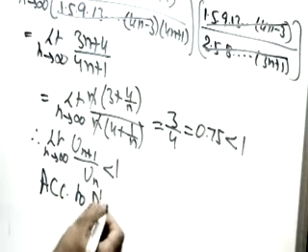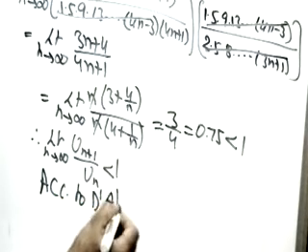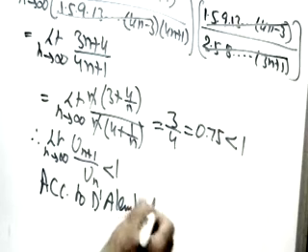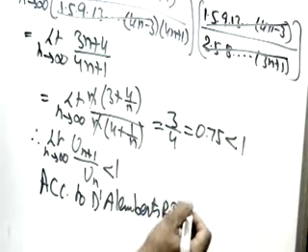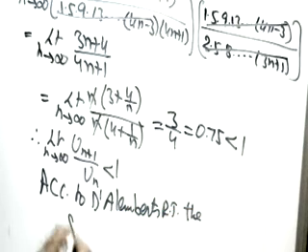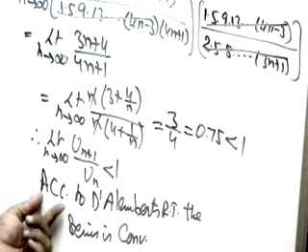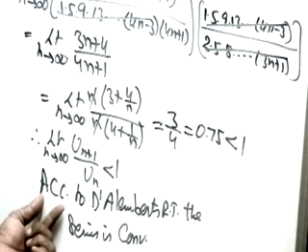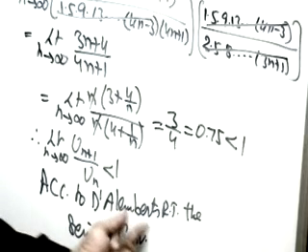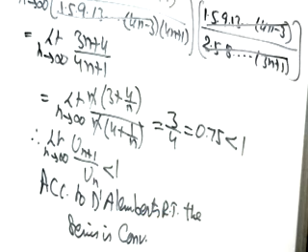Therefore, according to D'Alembert's ratio test, the series is convergent. You write this in the exam completely. In the previous questions also, I forgot to write: therefore, according to D'Alembert's ratio test, the series is either convergent or divergent, whichever it is.